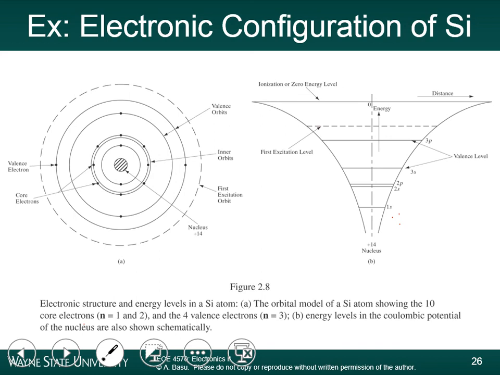You have the core or inner shell electrons here, and then you have the electrons that are occupying the higher energy states. Those are the valence electrons. Those are the more active ones.